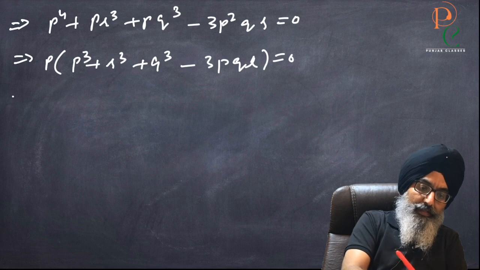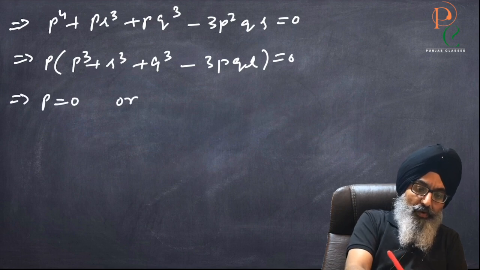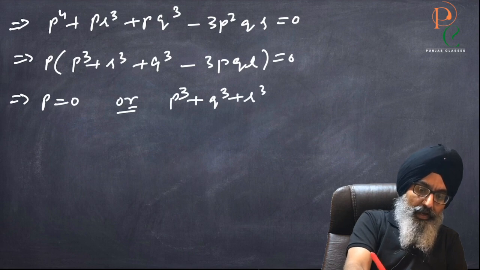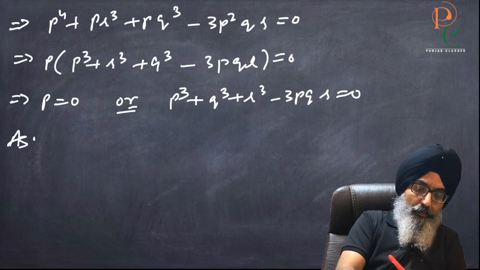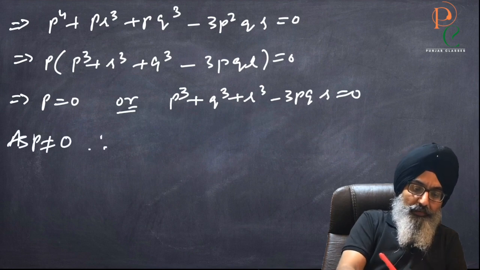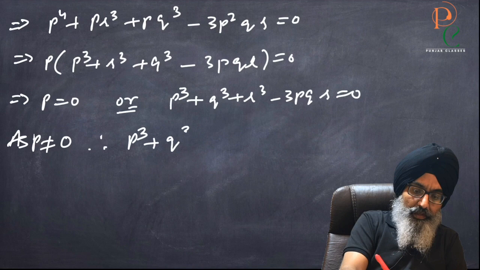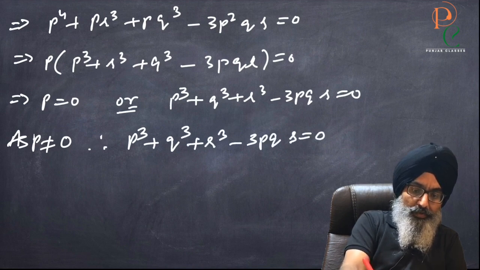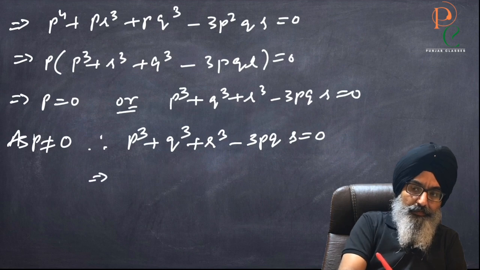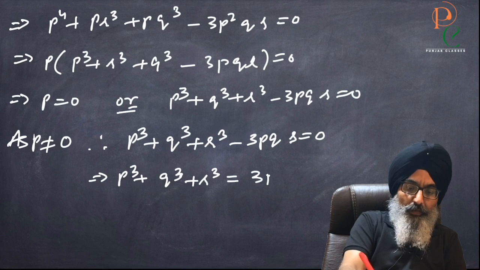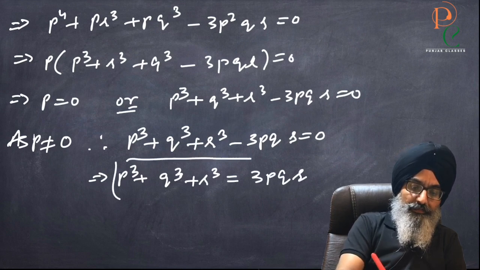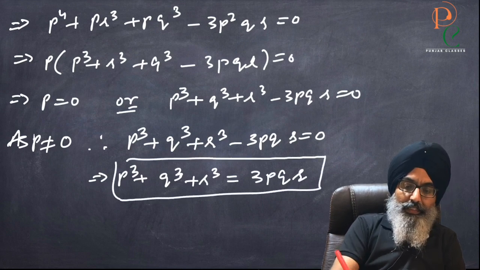We get two factors, either p equal to 0 or the second factor, which is p cube plus q cube plus r cube minus 3pqr equal to 0. As we were given the condition p is not 0, therefore we are left with only this condition, p cube plus q cube plus r cube minus 3pqr equals to 0, which gives us p cube plus q cube plus r cube equal to 3pqr, which is the required relation. Let's go back to the options.